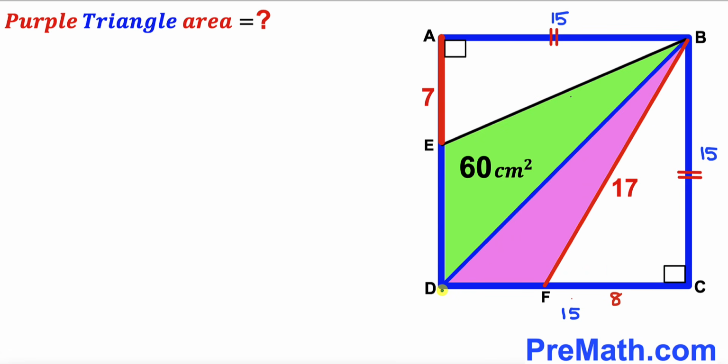Now let's make an observation. This whole side length is 15 centimeters, and segment CF length is 8. So the remaining segment DF has got to be 7 centimeters. And finally, we are going to focus on this purple shaded triangle BDF, and we are going to calculate its area.